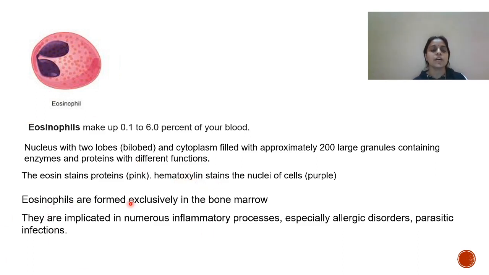And eosinophils are formed exclusively in the bone marrow. They are implicated in numerous inflammatory processes like allergic responses. Whenever we have an allergy, they respond to that, especially in allergic disorders and parasitic infections.